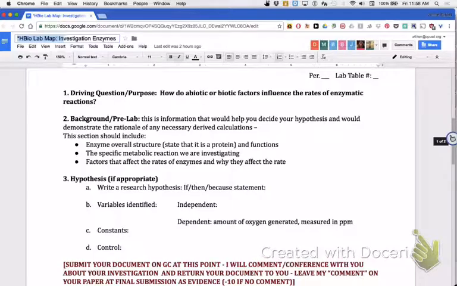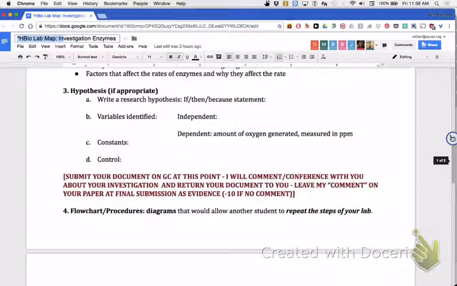Then you're going to write your if, then, because hypothesis. I'm going to have you do a research hypothesis, not a null. Do your independent variables, that's what you're choosing, but we're going to measure your dependent variable as the amount of oxygen. What are you going to keep the same? Your substrate is going to be the same amount every time, 5 mLs, right? And the catalase, every single time, when you add that in, you will add 1 mL. Okay, so those are things that you're going to keep the same. And you need to look at your experiment to make sure you've addressed all of that. Whatever your control is going to be depends on what you're studying. So you will identify that.